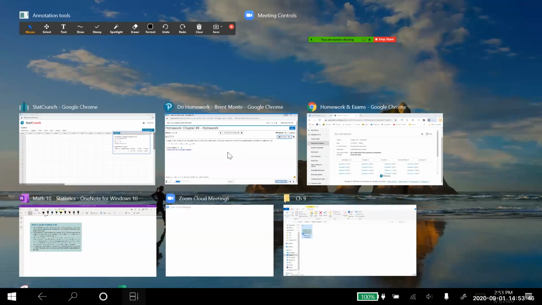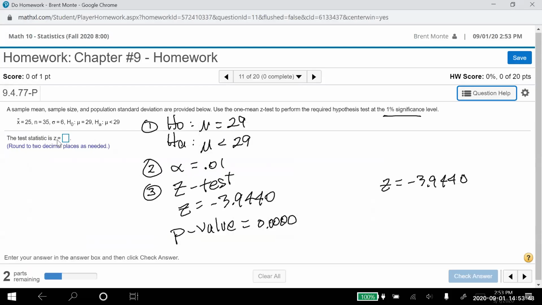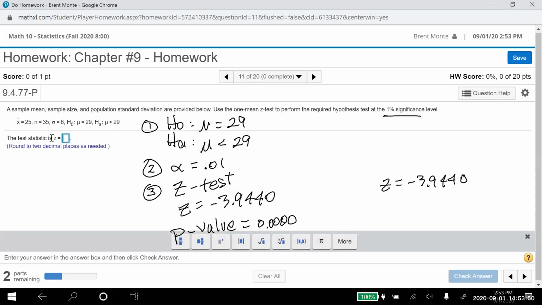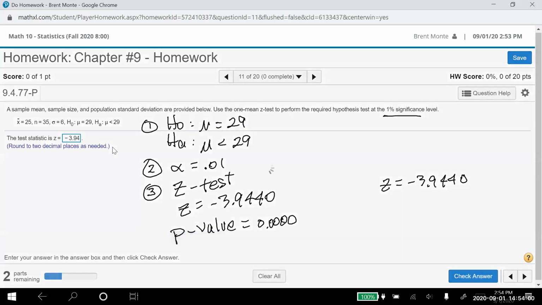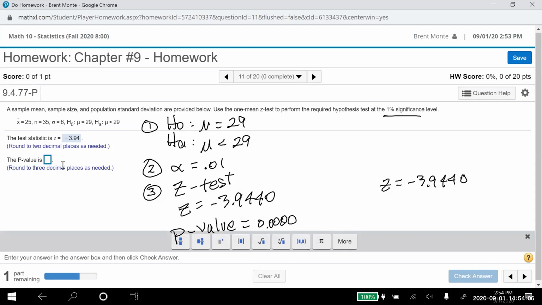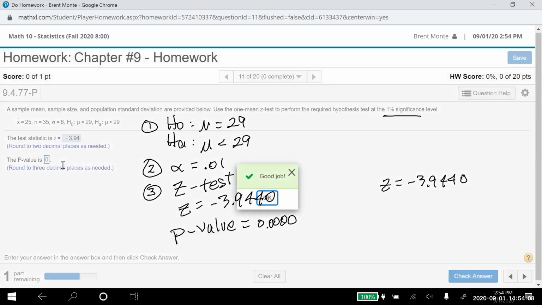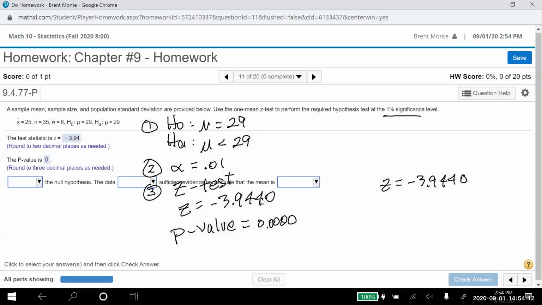All right, so back to the problem. The test statistic z, they say 2 decimal places, so negative 3.94. All right, so we got that right. The p-value, I'm just going to put in 0. It says round to 3 decimals. All right, 0. And notice I didn't have to put 0.000, but that's fine.